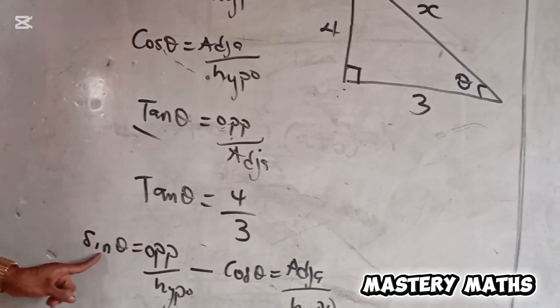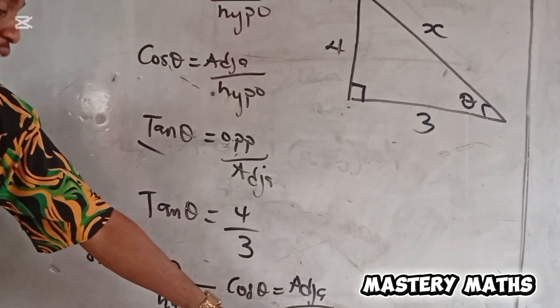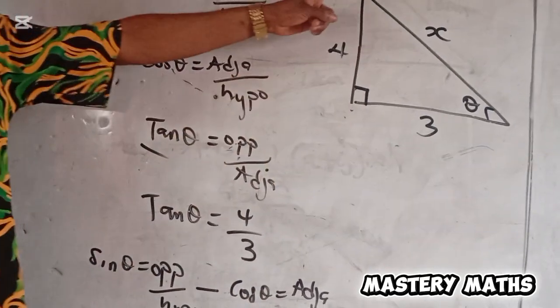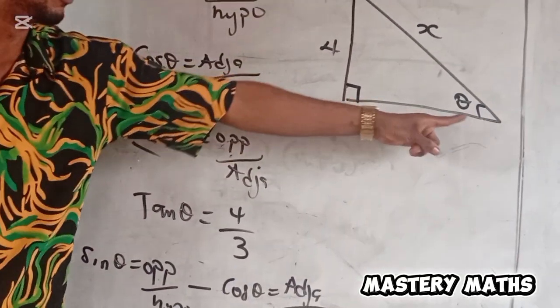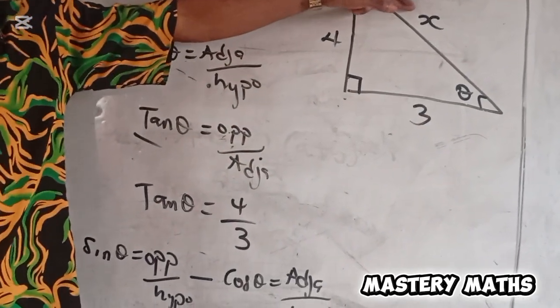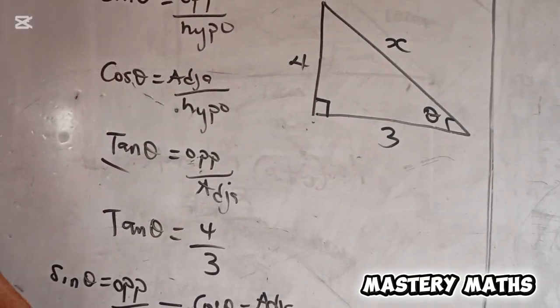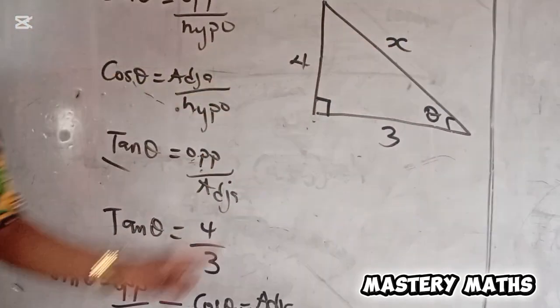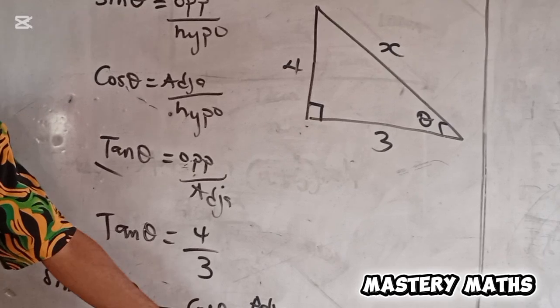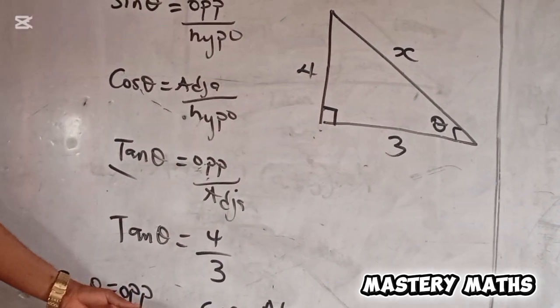And our sine theta has opposite over hypotenuse. And our cos theta has adjacent over hypotenuse. Now, if you look at the right angle triangle we've drawn, the hypotenuse is not there. So we need our hypotenuse here to be able to get the value. When we get the value of the hypotenuse, we'll fix it here and here to be able to get our sine theta minus cos theta to get the final answer.